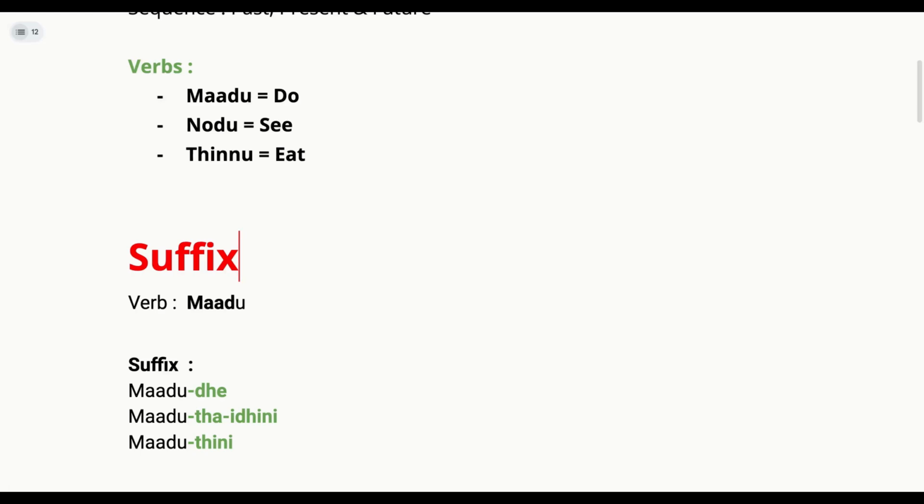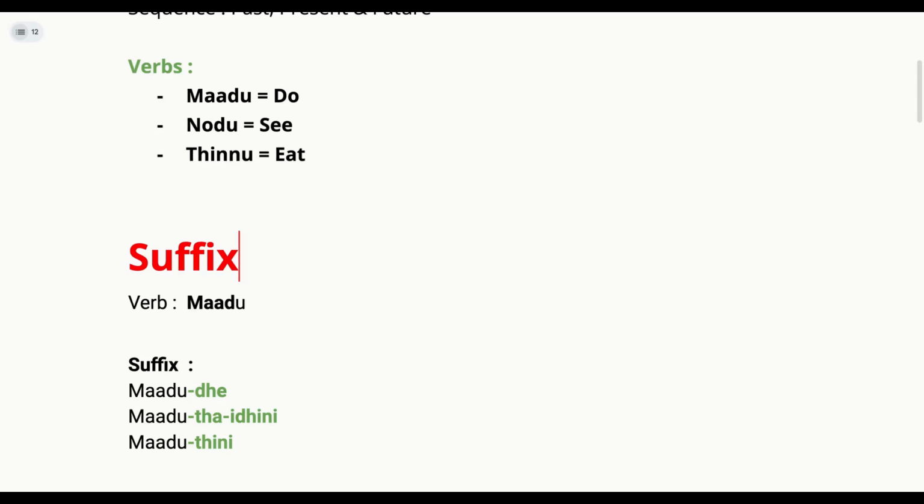So let's take some examples. Madu is the verb. Based on the tense, we are going to add the suffix. First, let's take past tense. Madu, the suffix for past tense is de. So madu plus de becomes madude.